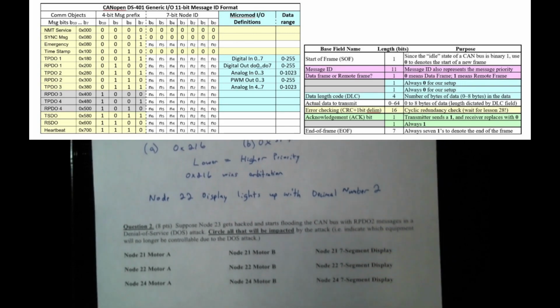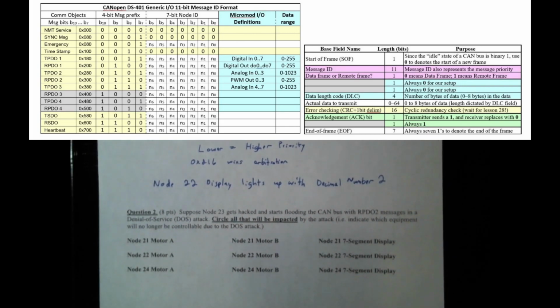Let's look at problem 2 very quickly here, and we're using the same problem setup here, so it's worth just looking at immediately. And here it says, suppose node 23 gets hacked and starts flooding the CAN bus with RPD02 messages in a denial of service attack. Circle all that will be impacted by the attack. Indicate which equipment will no longer be controllable due to the DOS attack. So this sort of follows from part C that we just solved.